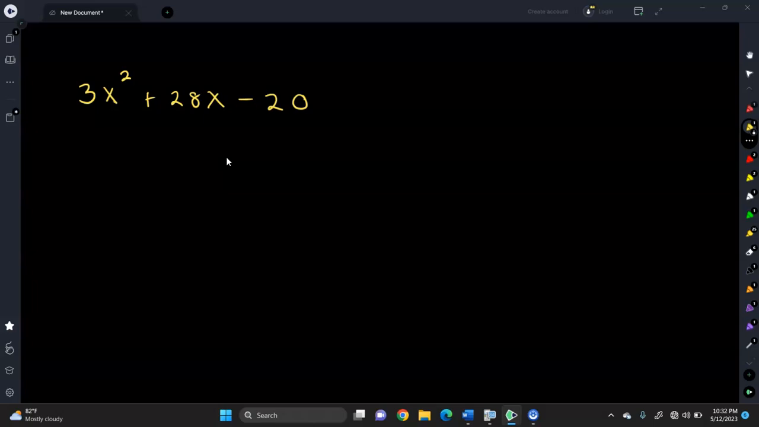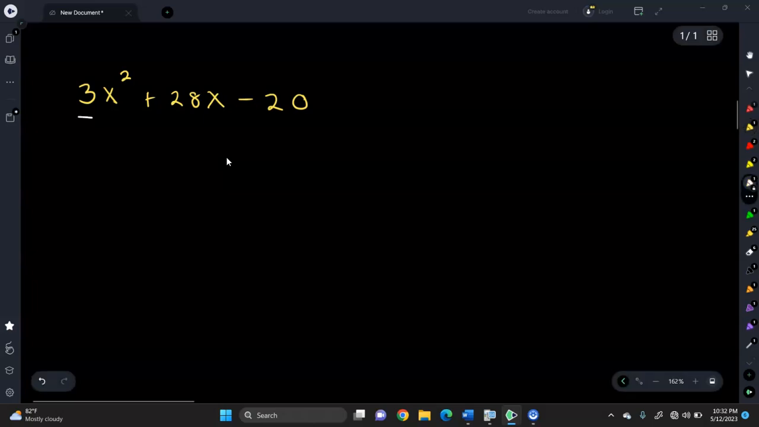I'm going to just teach you my method. If you can factor using a different method and you can do it quickly, that's perfectly fine. But every time I factor, this is what we're going to use in class, okay? So this is how we do it.